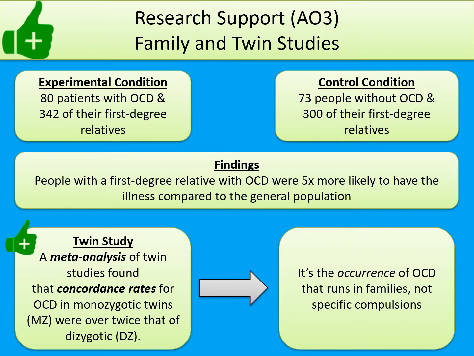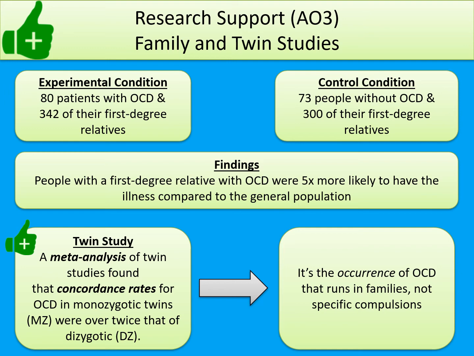We also look at twin studies when we are looking for genetic evidence. A meta-analysis of twin studies found that concordance rates for OCD in monozygotic twins were over twice that of dizygotic twins. And hopefully you will know that concordance means if one twin has it, so does the other one. Twin studies will always compare monozygotic to dizygotic twins because they want to see if there's a genetic influence. Monozygotic twins are identical and share 100% DNA. Dizygotic twins are non-identical and share 50% DNA.